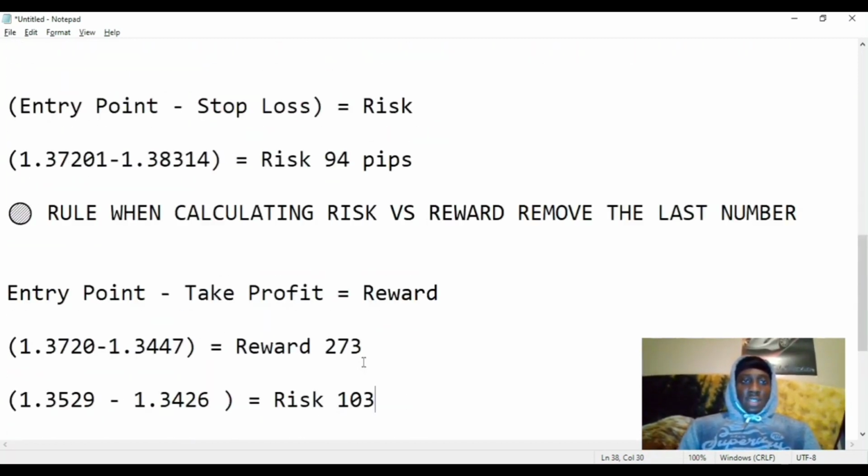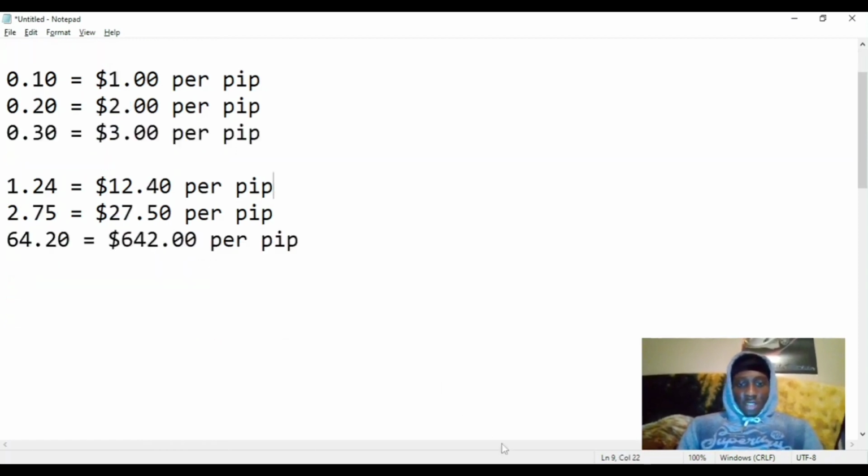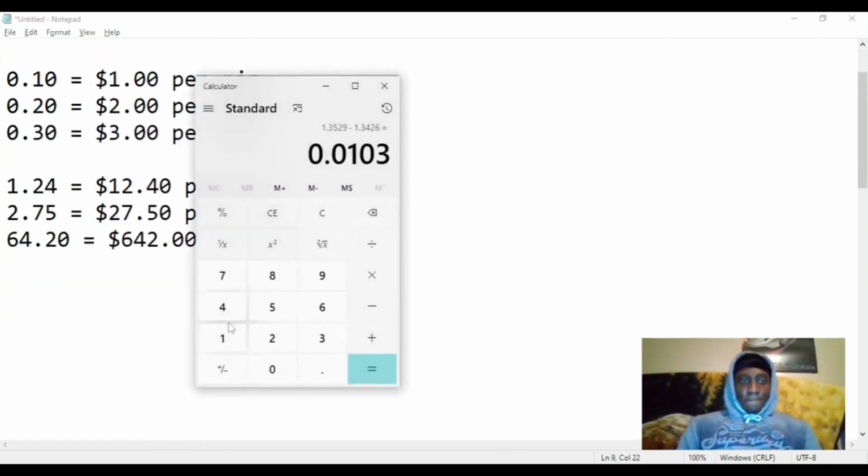So if we use the 1.24, 12.40 per pip, and you only have a $100 account, let's do the math for that, right? $100 is what your account size is, right? 1.24 times 10 is 12.4, which is exactly how much money you're investing per pip.